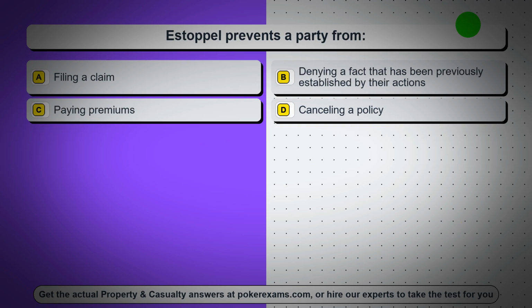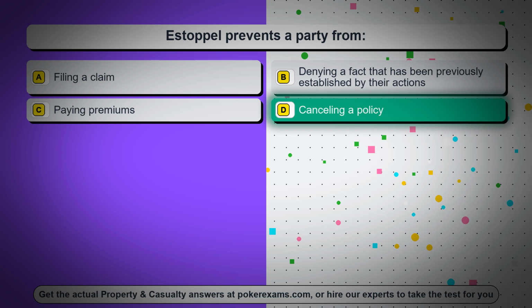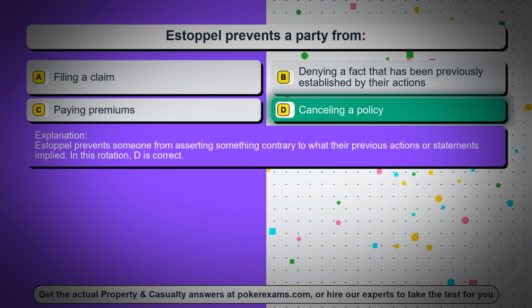Question 100. Estoppel prevents a party from option A, filing a claim. Option B, denying a fact that has been previously established by their actions. Option C, paying premiums. Option D, canceling a policy. The correct answer is option D. Canceling a policy. Estoppel prevents someone from asserting something contrary to what their previous actions or statements implied. In this rotation, D is correct.